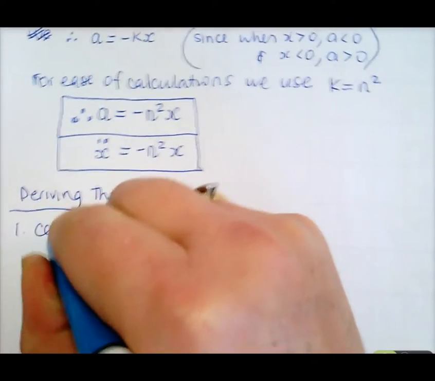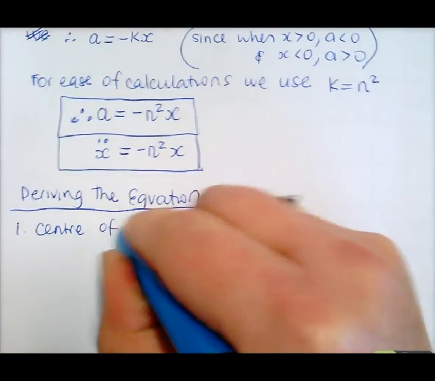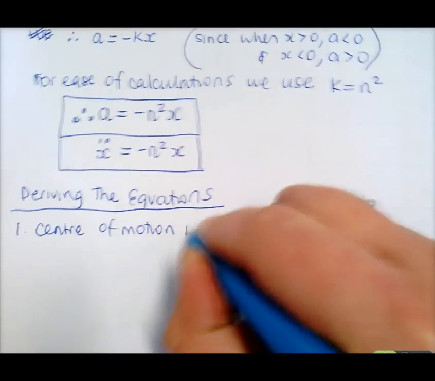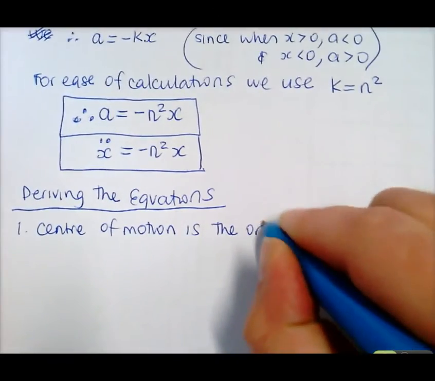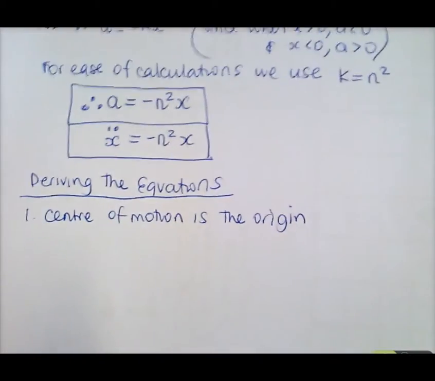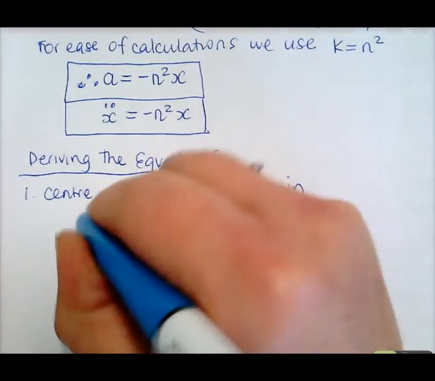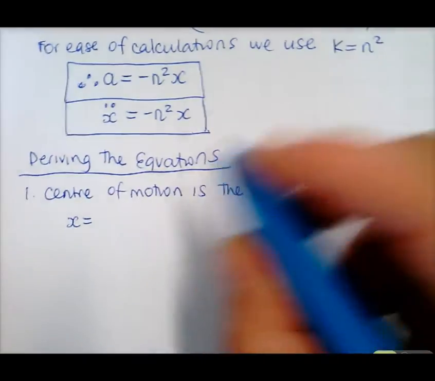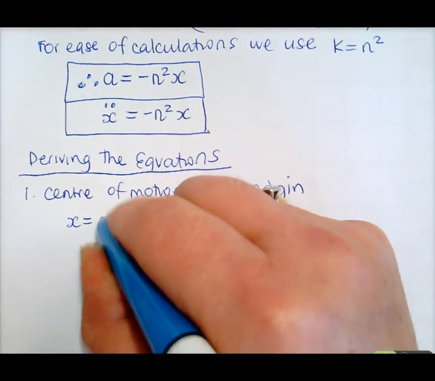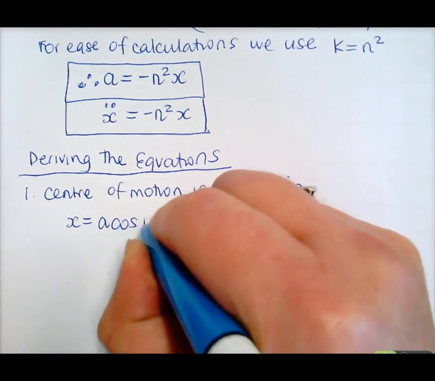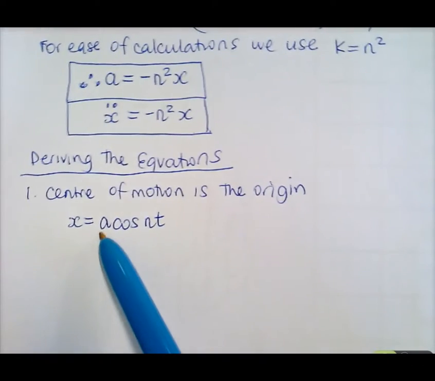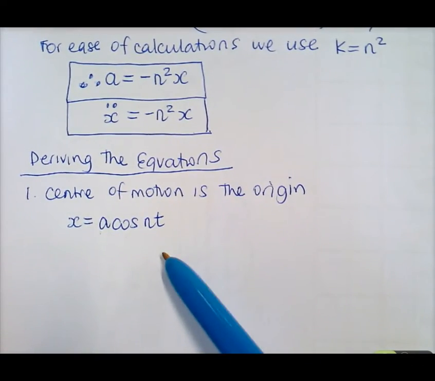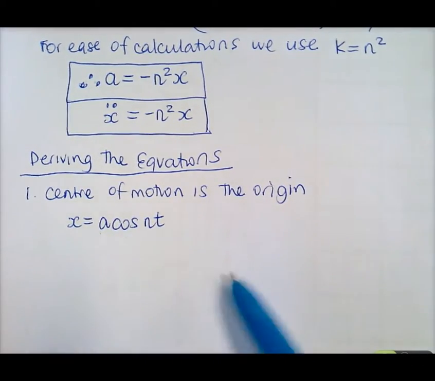Now, if the centre of motion is the origin, we're going to derive the equations for that. So, we were looking at an example. We're just going to take the cos curve, X equals A cos NT. We were doing 5 cos 4t, I think. That's what we did. But the equations will be of this form.